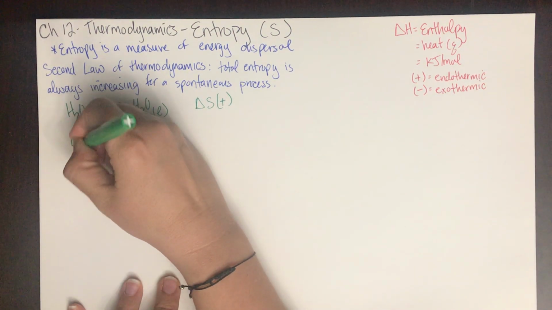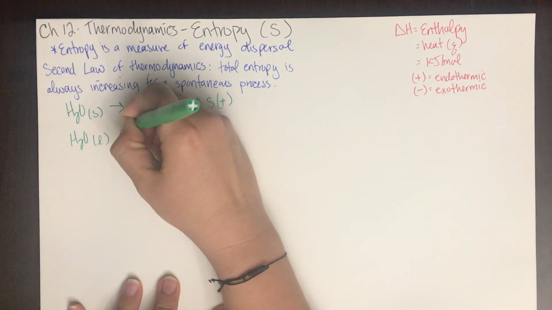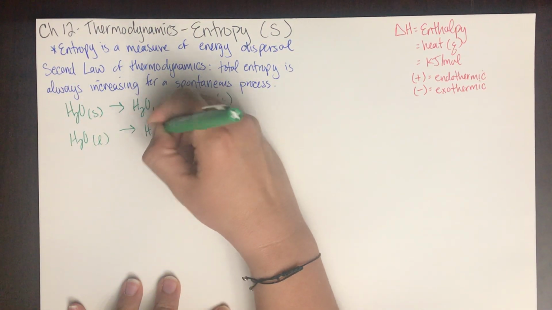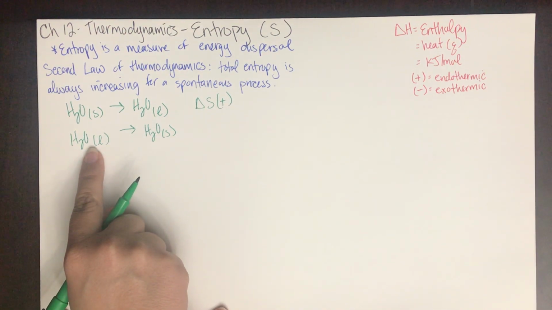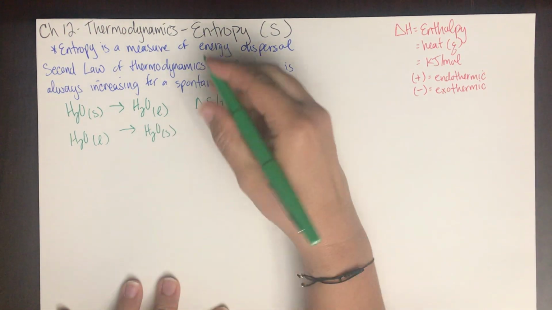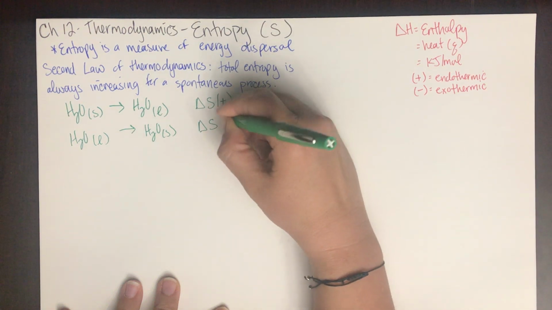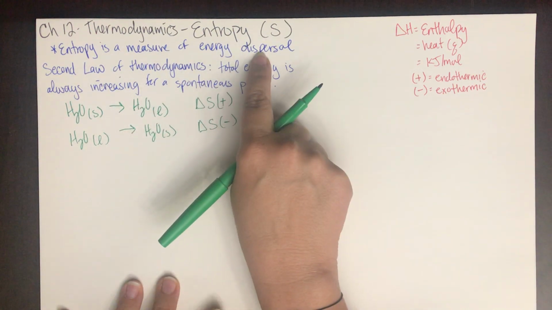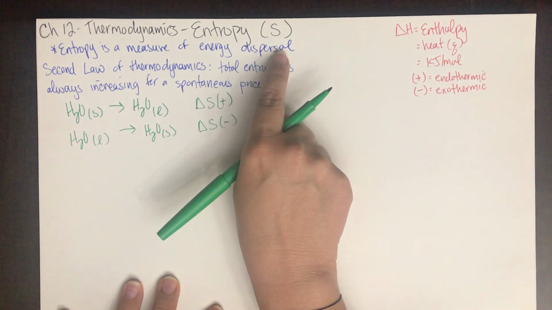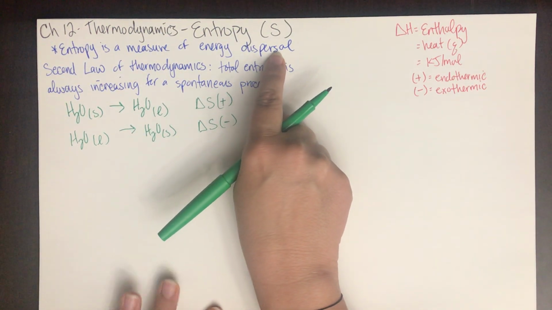If I say we have liquid water and we're freezing it to solid water, we're going from molecules that are moving more to molecules that are moving less. This would be a negative entropy change. So entropy is a measure of energy dispersal. How dispersed is the energy?